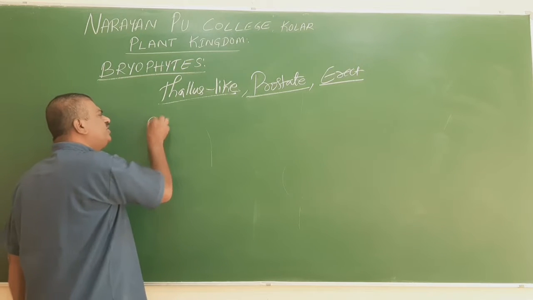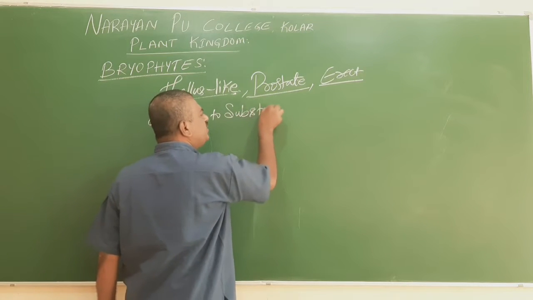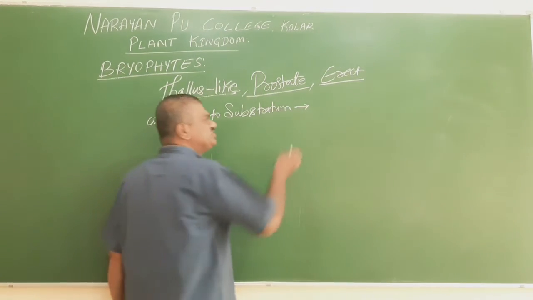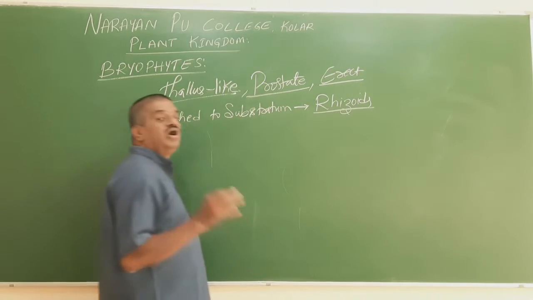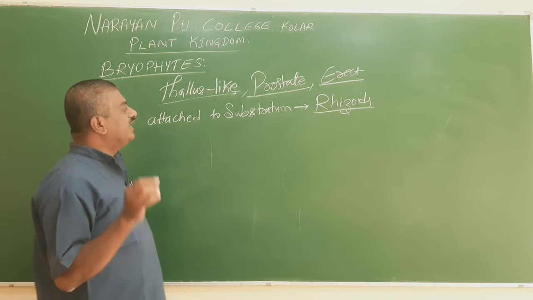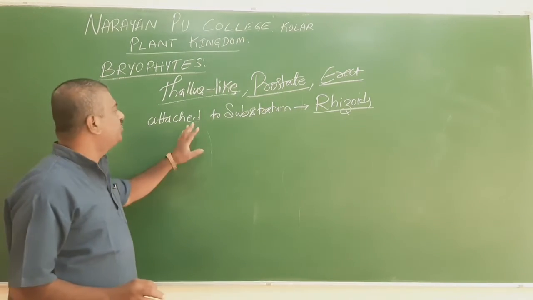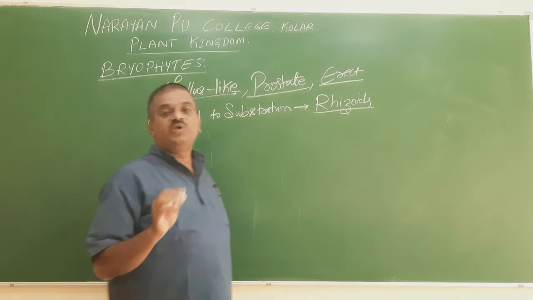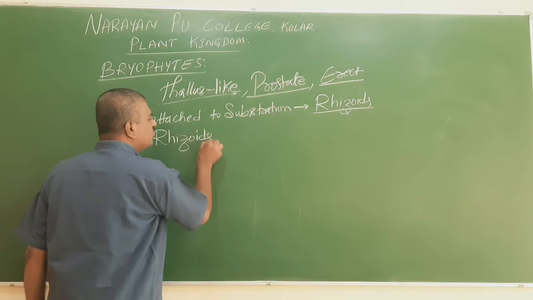Next, the plant body is always attached to the substratum. It is attached to the substratum by the presence of rhizoids. The rhizoids look like roots. They are not true roots but still root-like structures called rhizoids. They help in anchorage, or fixation to the soil. Next, the rhizoids are of two types. So we are talking about the rhizoids. The rhizoids are unbranched.